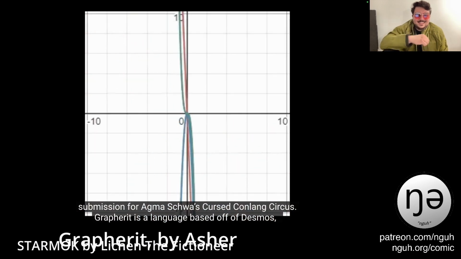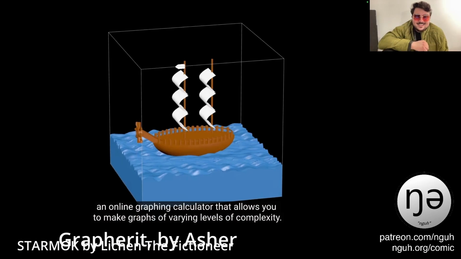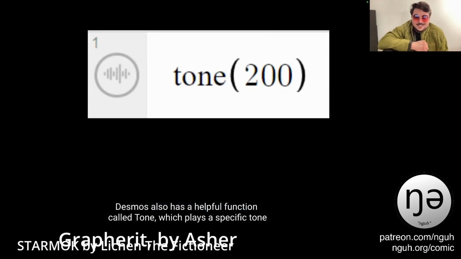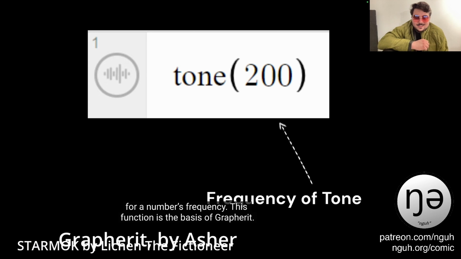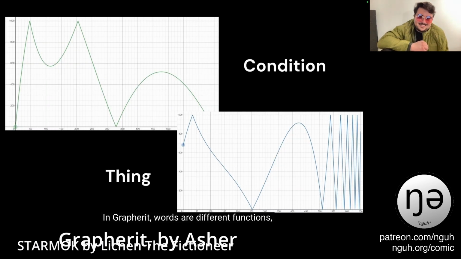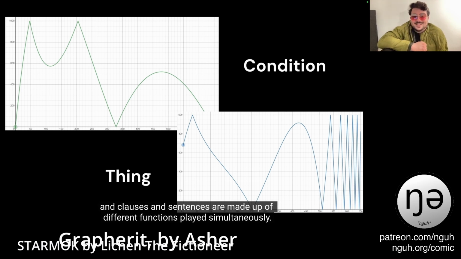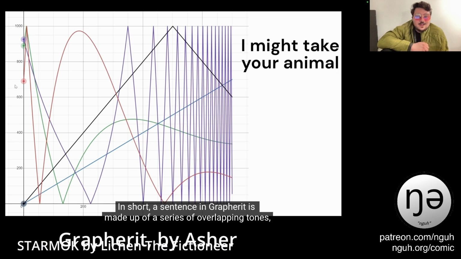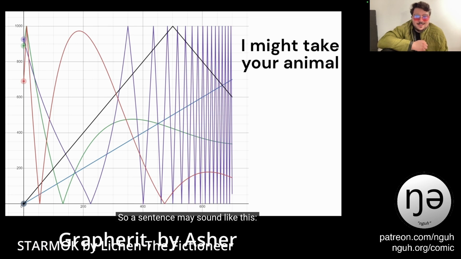Grapherit is a language based off of Desmos, an online graphing calculator, which allows you to make graphs of varying levels of complexity. Desmos also has a helpful function called tone, which plays a specific tone for a number's frequency. This function is the basis of Grapherit. In Grapherit, all words are different functions, and clauses and sentences are made up of different functions played simultaneously. In short, a sentence in Grapherit is made up of a series of overlapping tones, each representing a specific word in that sentence. So a sentence may sound like this.